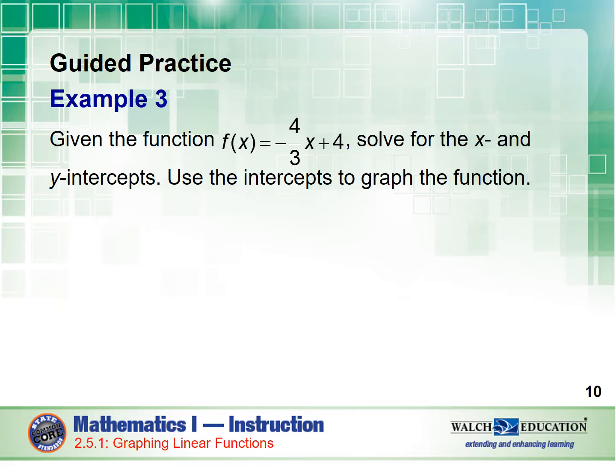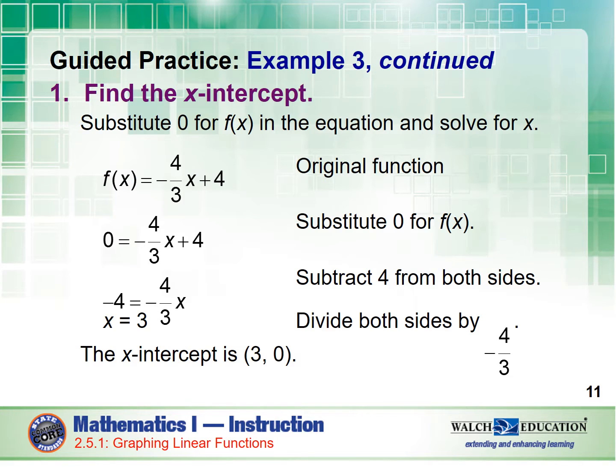Okay, example 3. Given the function f of x or y equals negative 4/3 x plus 4, we're going to solve for the x and the y-intercepts, and then we're going to use the intercepts to graph the function. Step 1, we are going to substitute 0 for f of x in the equation and solve for x.